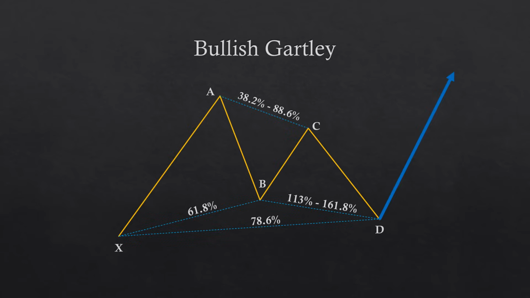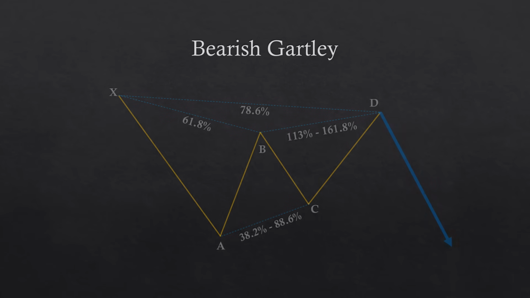Following the order used in the course so far, let's begin with the bullish version. In the bullish Gartley, the ratio between AB and XA legs must be 61.8%. The ratio between BC and AB must be between 38.2 and 88.6%. The ratio between CD and BC must be between 113 and 161.8%. And the ratio between AD and XA must be 78.6% ideally. In the bearish version of the Gartley, we have the exact mirror image of the bullish version. All ratios and properties preserved, but upside down.